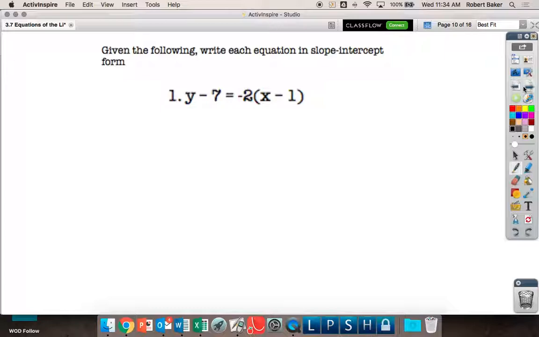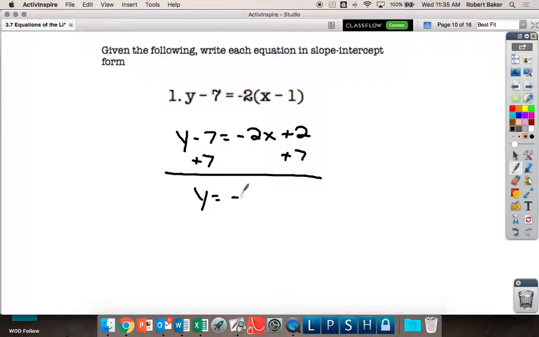My notes are kind of out of order. We've already done this quite a few times, right? So just be careful when you have a negative slope that the negative carries through the distribution. Negative 2 times x, negative 2x, and then plus 7 on both sides. Y equals negative 2x plus 9. Is anybody having any issues with that?